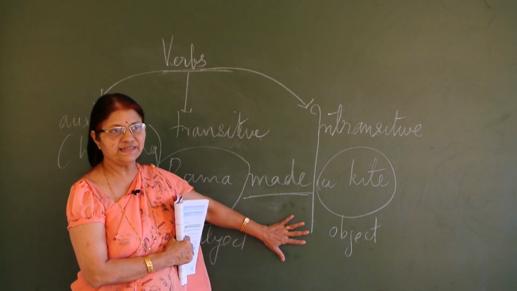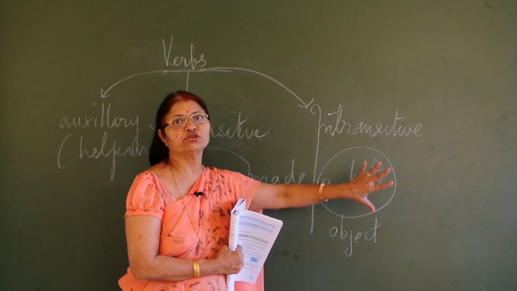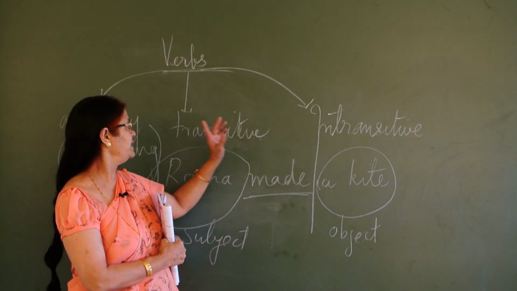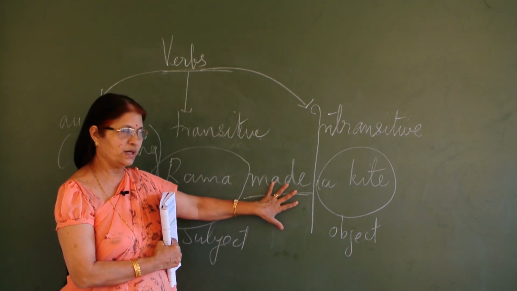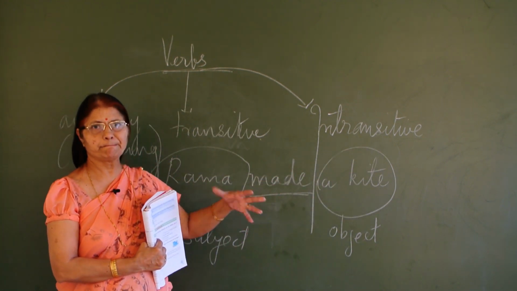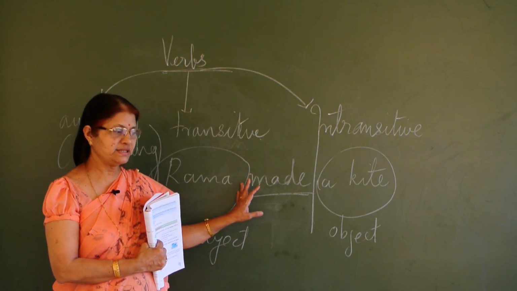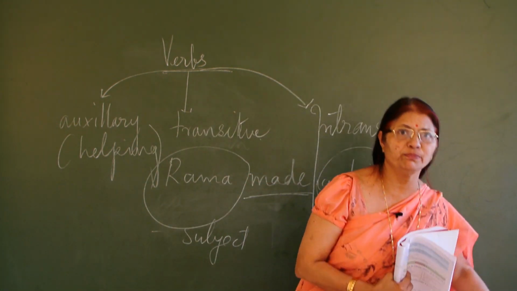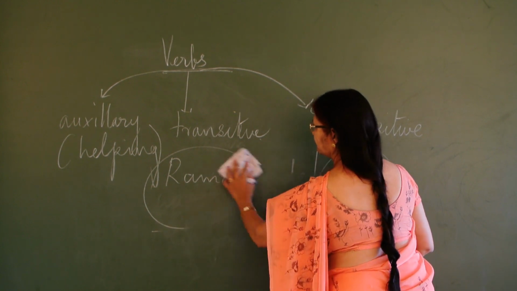Now, when you have sentences like this, where the verb requires an object to complete its sense, such verbs are said to be in the transitive form. A transitive verb is a verb that requires an object to complete its sense. Otherwise, it means nothing. I hope you have understood this. Then I will put a few sentences on the board to show you the difference between transitive and intransitive.